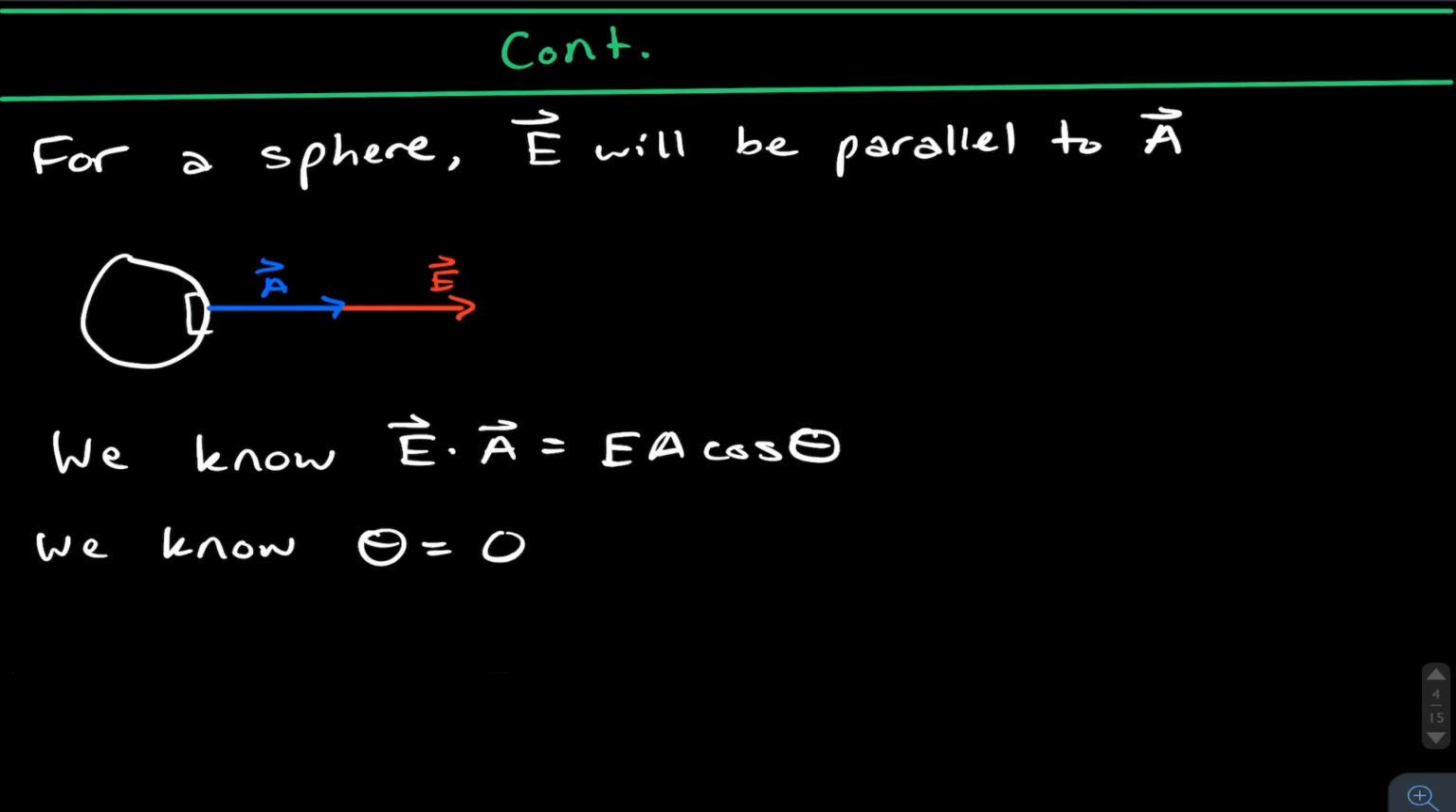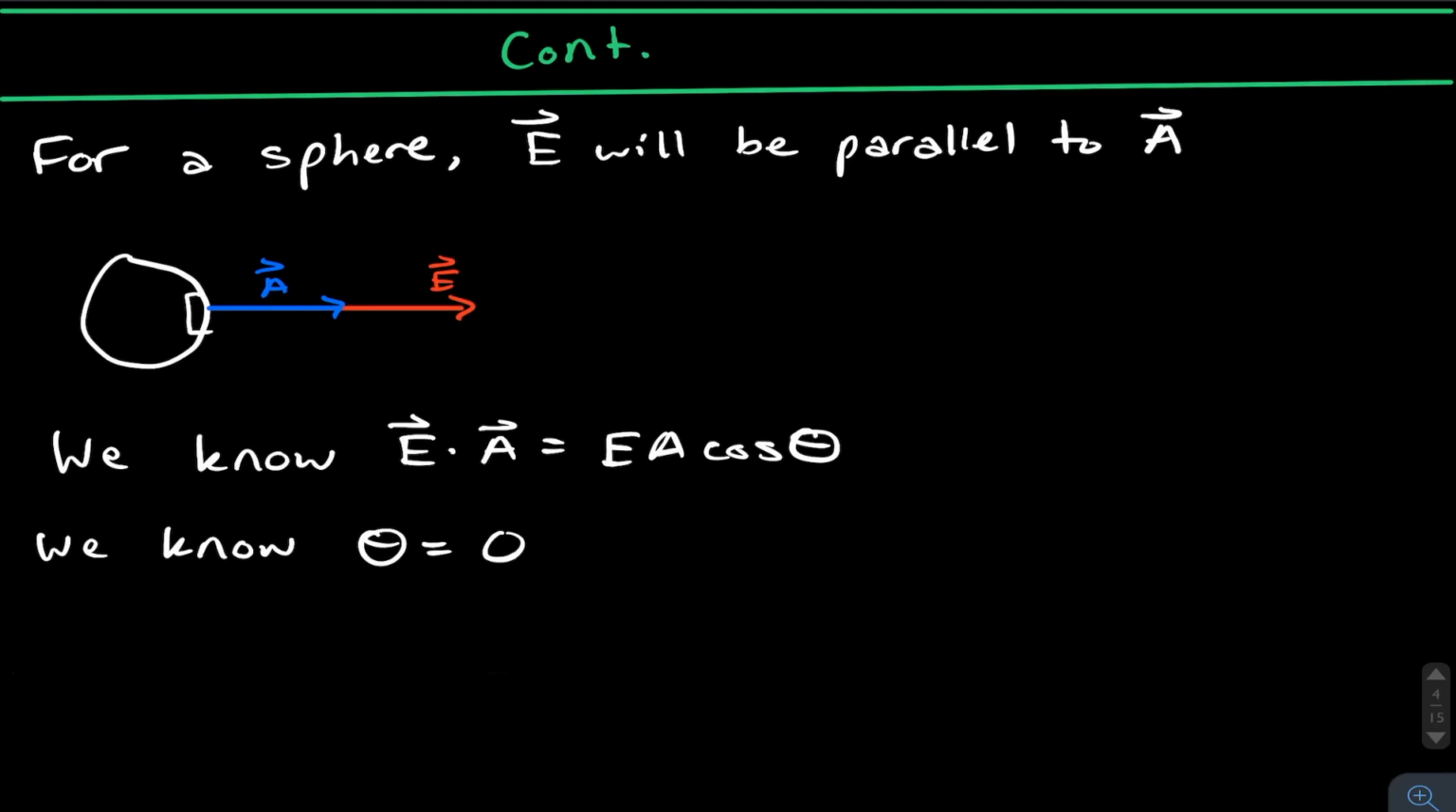So continuing on here, for a sphere, your electric field is always going to be parallel to your area vector. Okay? We know this because you have your charge in here. Your area vector is always going to be normal to your sphere, right? Or wherever that point is on the surface that you're talking about. And your electric field just goes out in every direction, right? And it's always going to be parallel to that area vector.